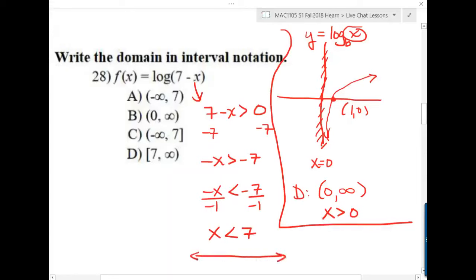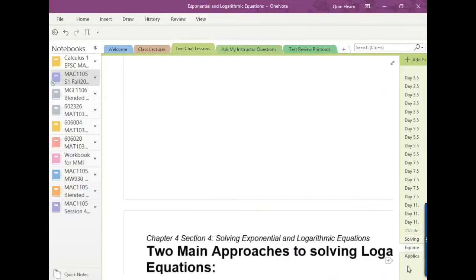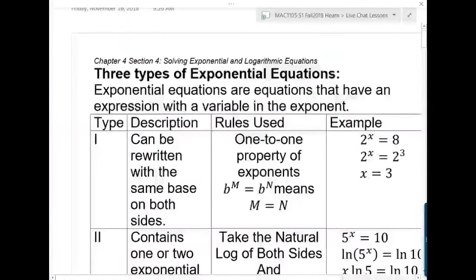And we would like to see that in interval notation. Remember, x less than 7 means everything to the left of 7. So that would be everything from negative infinity up to, but not including, 7. So that would be the interval negative infinity to, oops, that's supposed to be a positive, to positive 7. So that would be A. Okay, so those are some things that are going to come up in your homework. I just wanted to make sure you had seen them. But the focus of today is going to be on solving exponential and logarithmic equations.